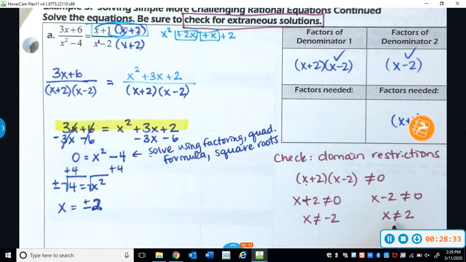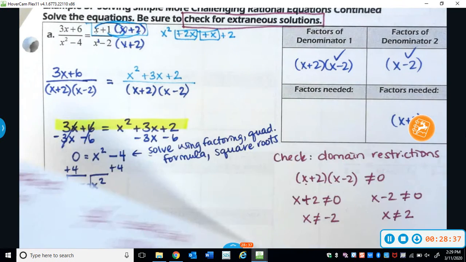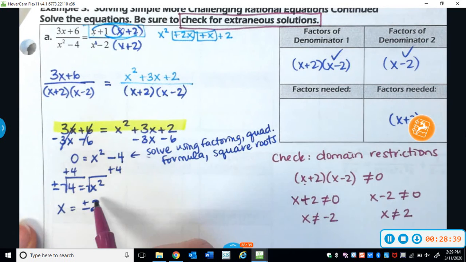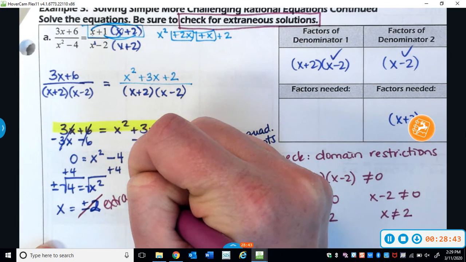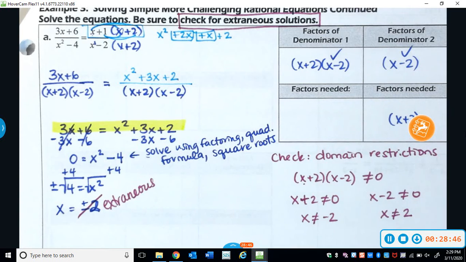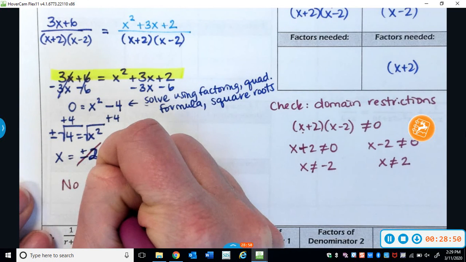So I can see by plugging in, remember this is option 1 and this is option 2, both of the solutions that I got do not work. They are extraneous. And since I have no other solutions from this, that tells me there isn't actually a solution to this one.